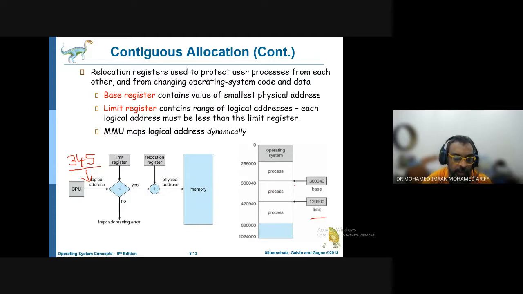Next, it will add whatever is in the base register, and you will get the answer. The base register is 30040 plus 345, so you will get 30385. So the content needed by the CPU is at address 30385.